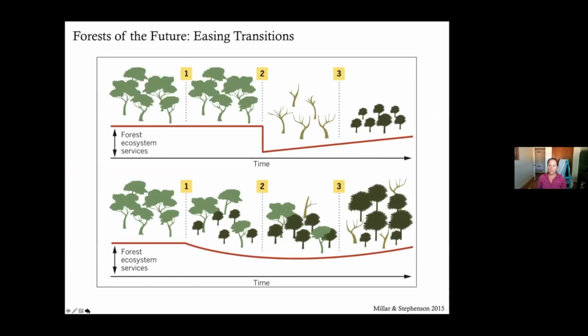Where there is a bright spot, and what I want to think about in terms of management application, this is from Connie Millar and Nate Stevenson's paper in 2015, is that there are ways for us to ease these transitions. If we stop resisting transitions and work to maintain species and forests on the landscape and reframe our feelings and our thoughts on forests and woodlands, we can actually ease these transitions.